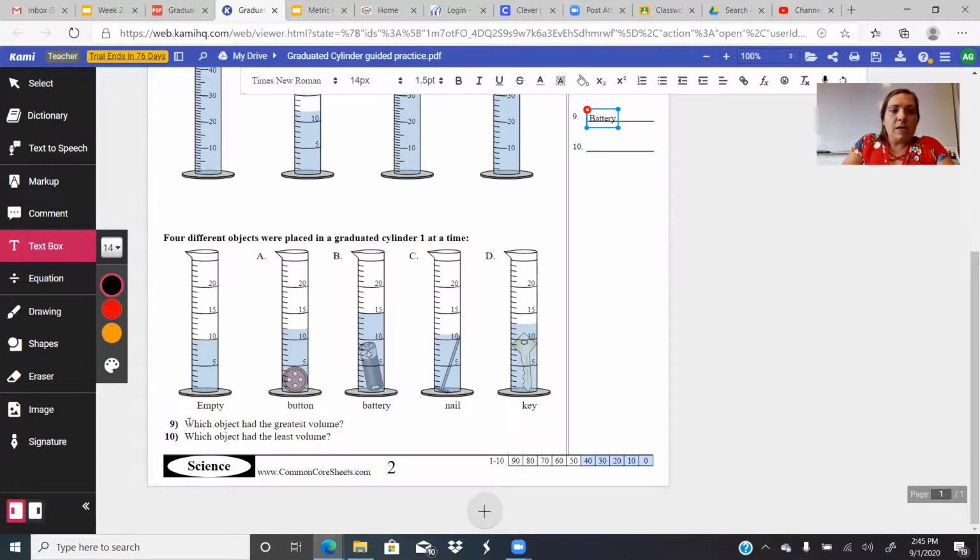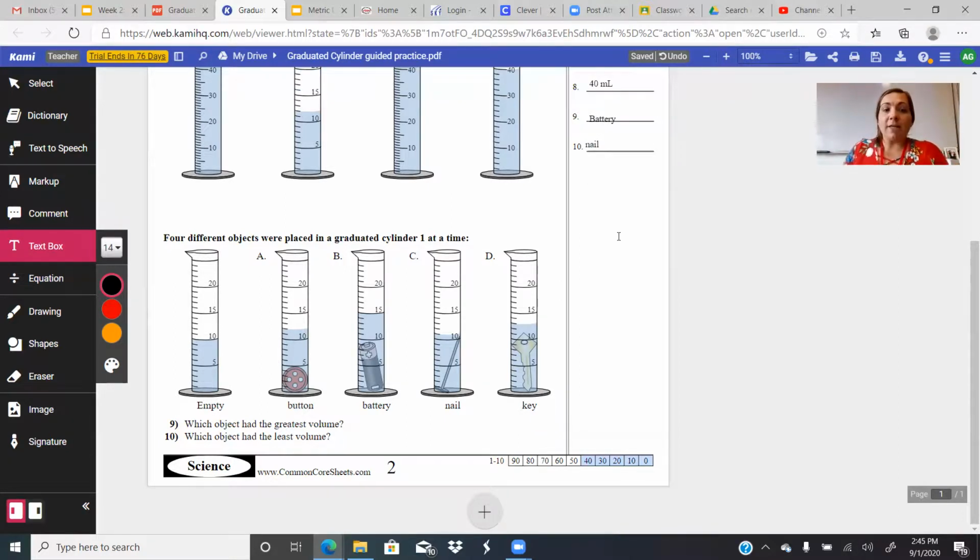Okay. Number 10, which object had the least volume? So when you put the object in, which one raised the water the least amount? Correct, the nail. Okay, that is it for practice.